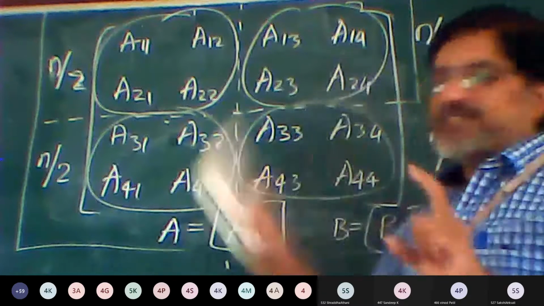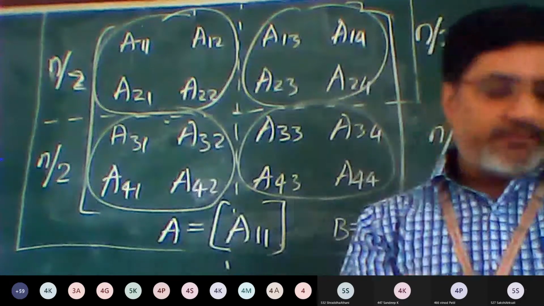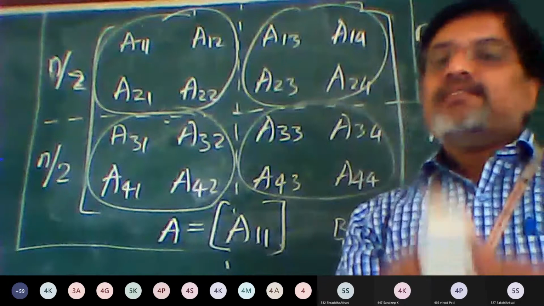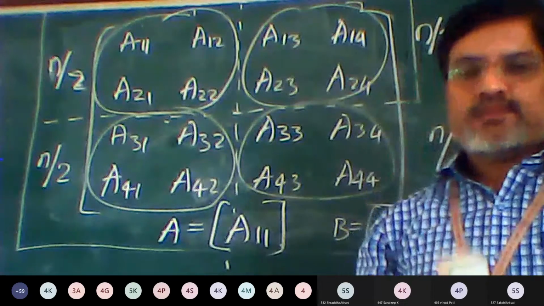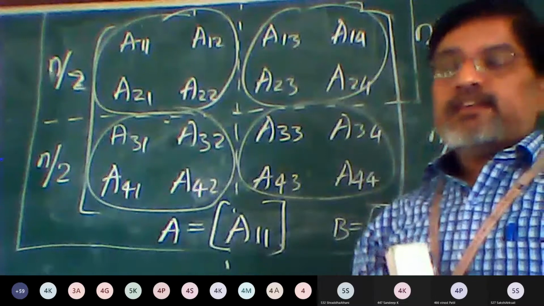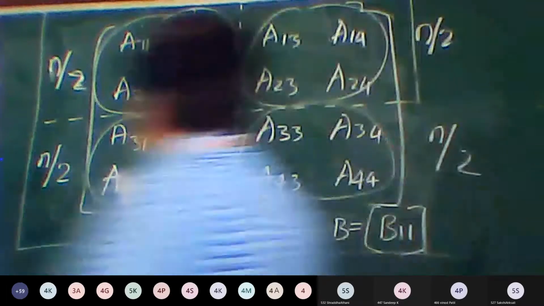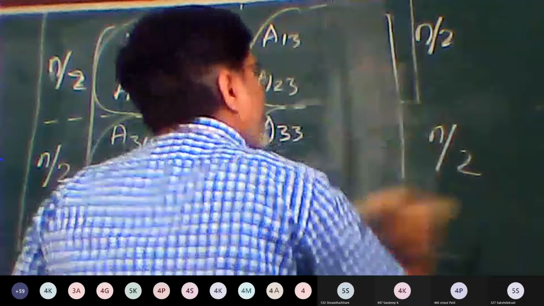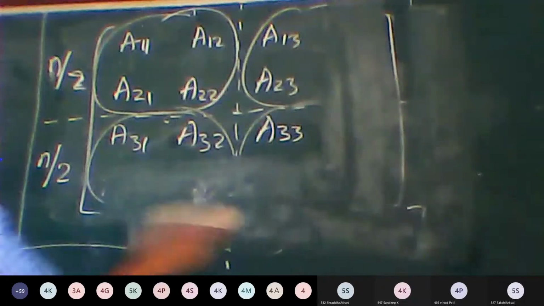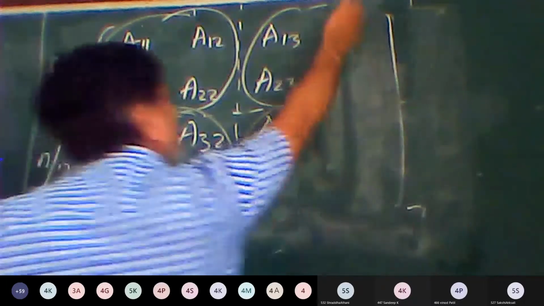So the first thing is what? The assumption is that Strassen's multiplication can be performed only when the matrix is a square matrix. Square matrix means, now if I have the elements in this way, how many rows and how many columns are here?